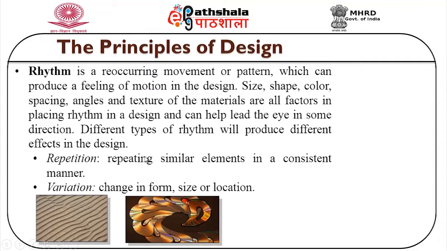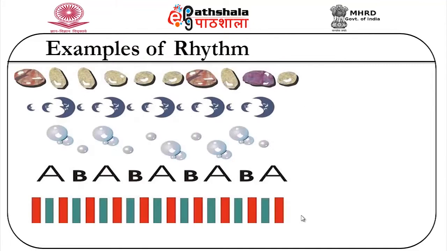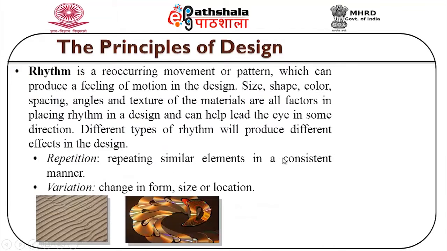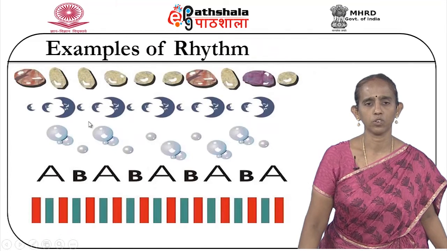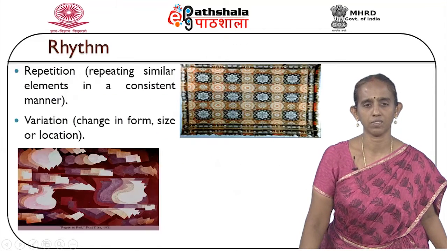There can be various types of effects that can be produced using rhythm. It can be repetition, that is repeating similar elements in a consistent manner, or it can be variation, which is change in form, size or location. These are examples of rhythms which try to convey a feeling of motion in the design. If you look at this bubble, it conveys a feeling of motion within itself.